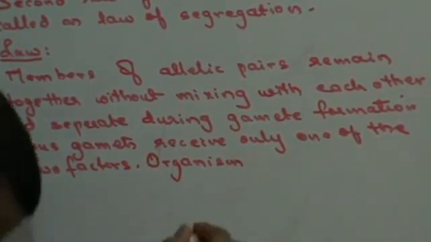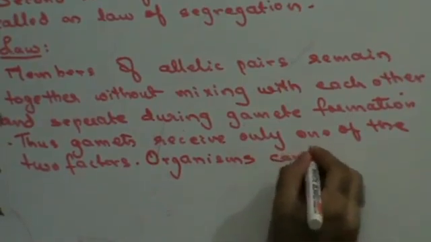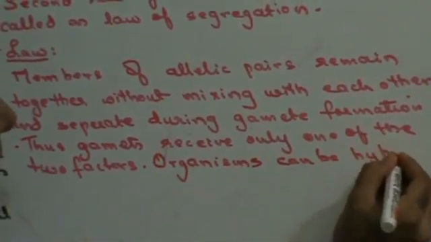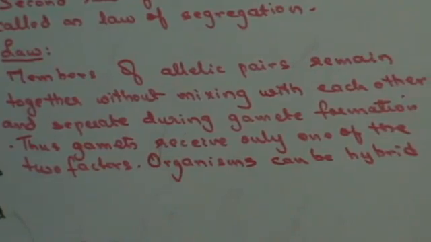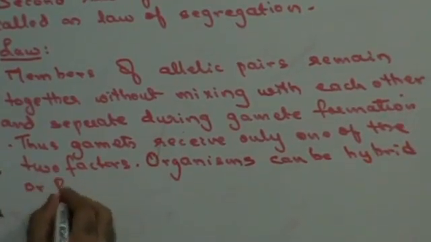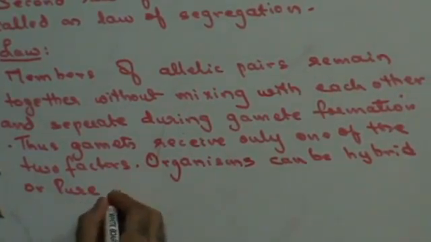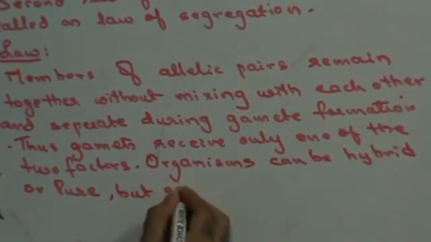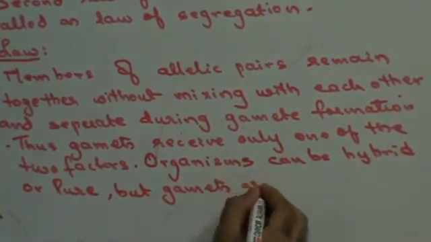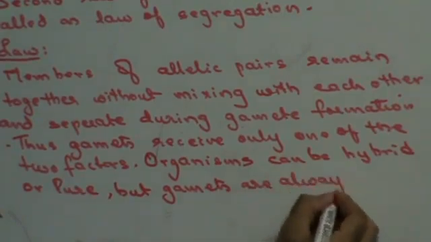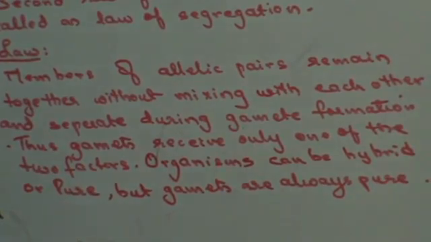Organisms can be hybrid or pure. Hybrid as in heterozygous, pure as in homozygous, right? But gametes are always pure. That's my law of segregation. The law of segregation is therefore also known as the law of purity of gametes.